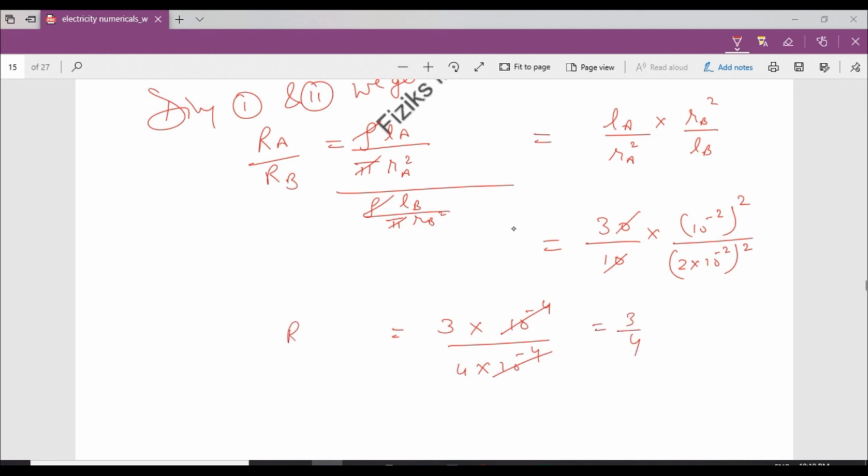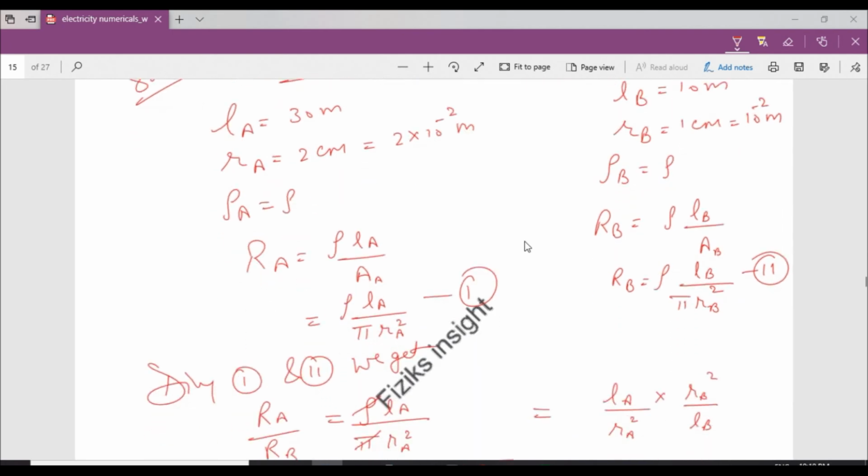The ratio of RA upon RB is equal to 3 by 4, or you can say that RA will be equal to 3 by 4 of RB. Something times RB means RA is less than RB in magnitude, so this is the comparison. How many times? 3 by 4 times. So this is the answer. Proceeding to the next question.